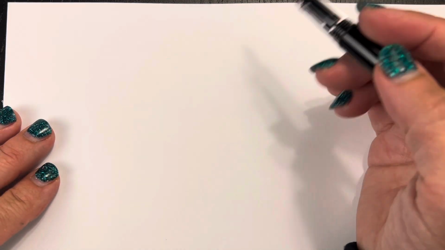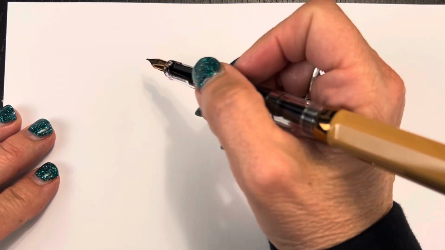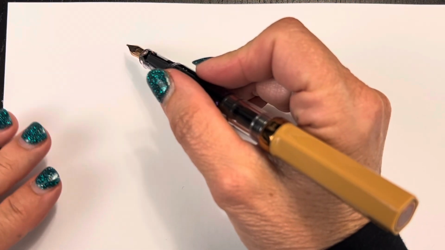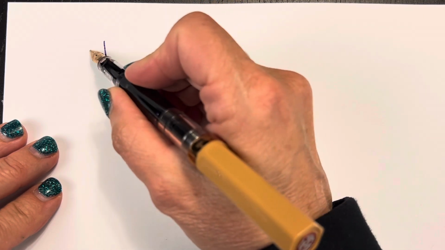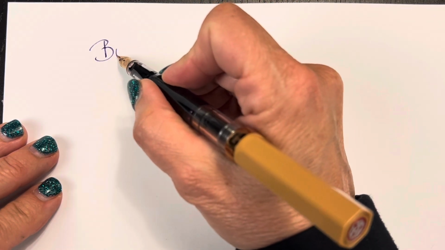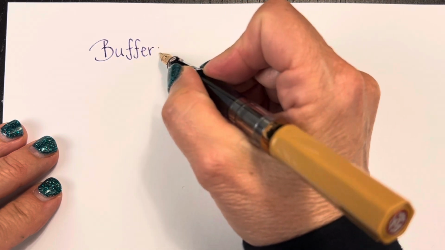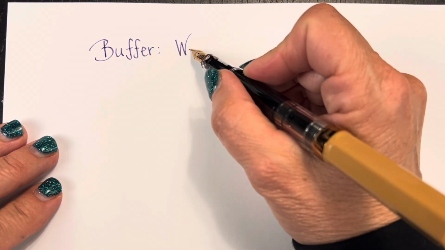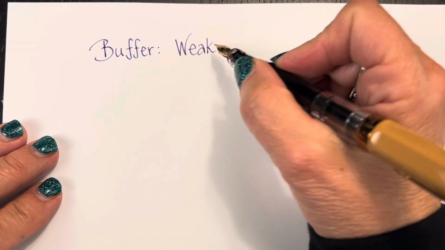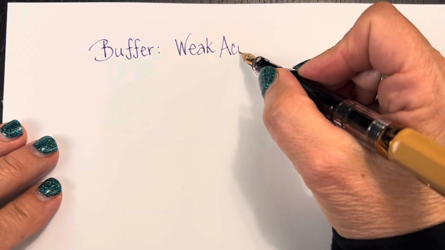Alright, so first off, let's just talk for a moment about what is a buffer. A buffer is always a weak acid plus its conjugate base.